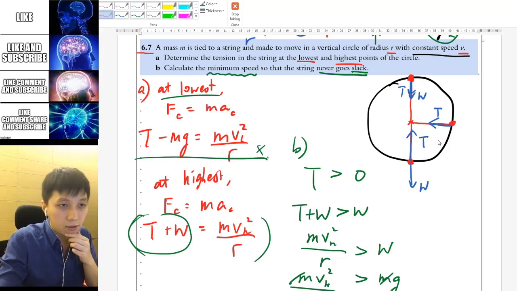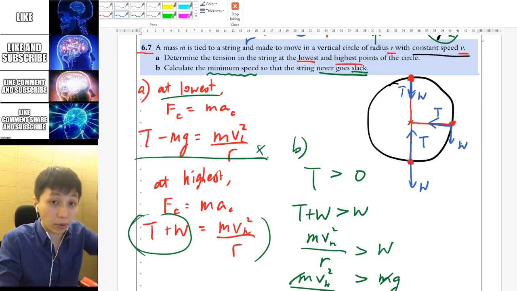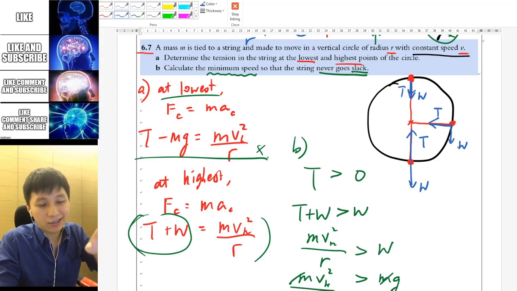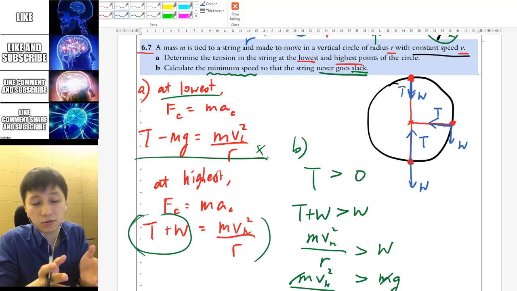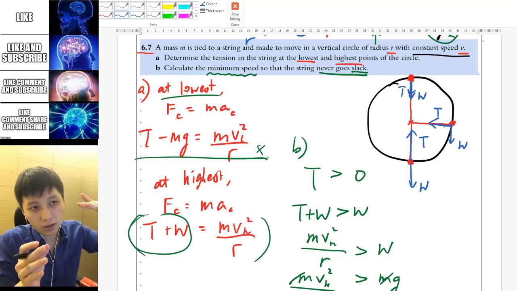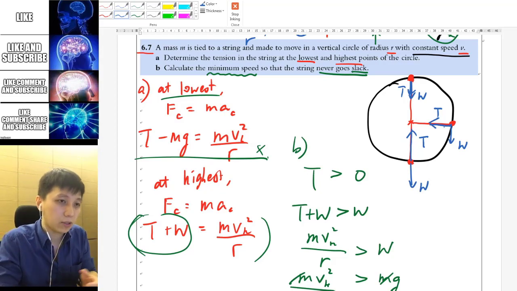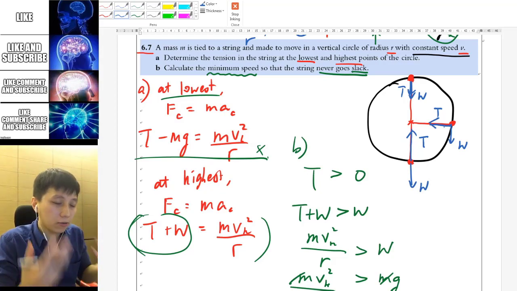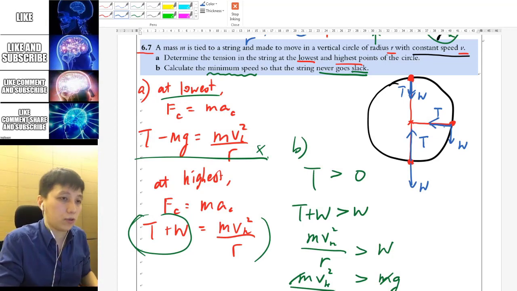But then think about the weight that you have. It's going to point downward. So in this case, there's no way you can balance the force to have the centripetal force going towards the center as the net force. So in this case, you cannot really obtain a uniform vertical circular motion.